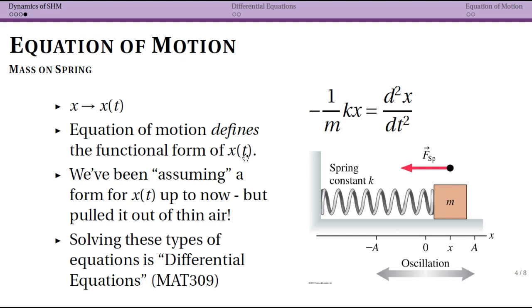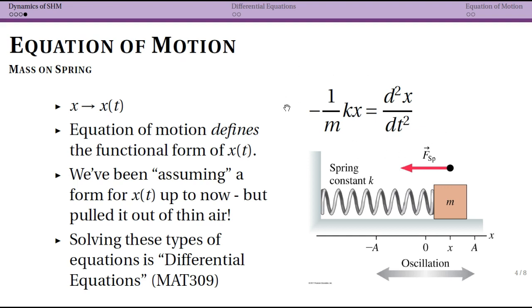So when we made that plot before, again, I had pulled cosine of omega t out of thin air. I just told you that was true. Well, why? Well, because I said so. That's a terrible way to do physics. So instead of pulling it out of thin air, we can use the equation of motion to say what the functional form must be. This is actually differential equations.